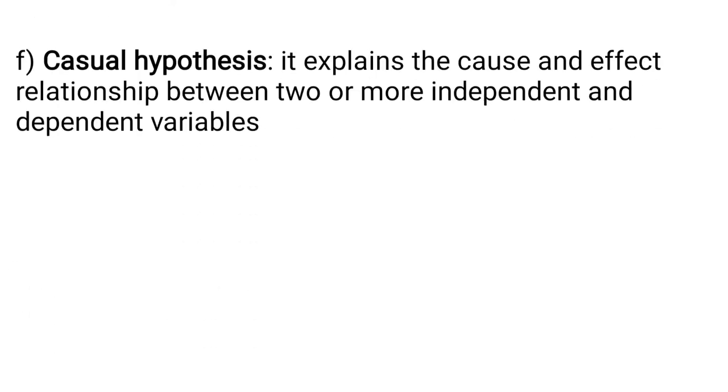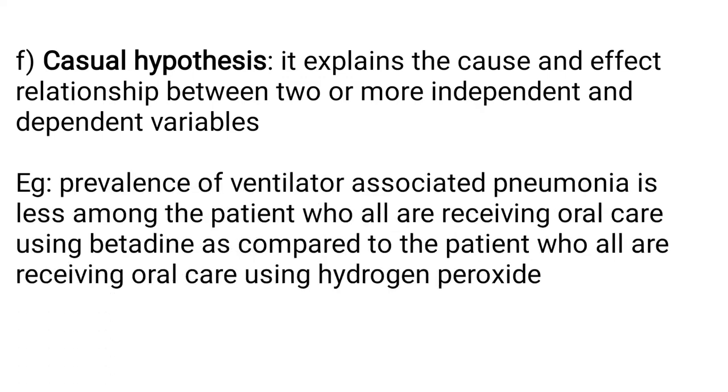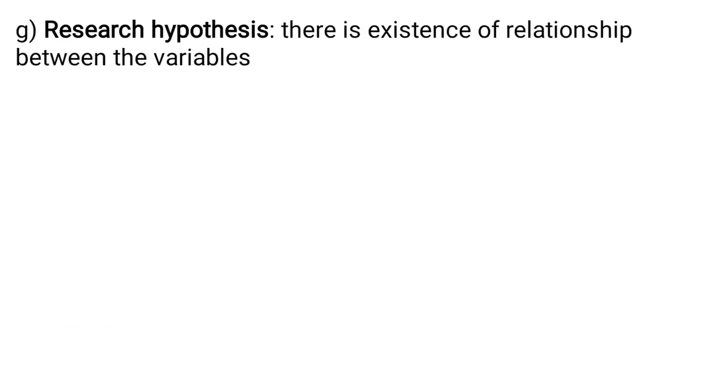Causal hypothesis. It explains the cause and effect of relationship between two or more independent and dependent variables, like prevalence of ventilator associated pneumonia is less among the patients who all are receiving oral care using betadine as compared to the patient who all are receiving oral care using hydrogen peroxide. So it explains the cause as well as the effect.